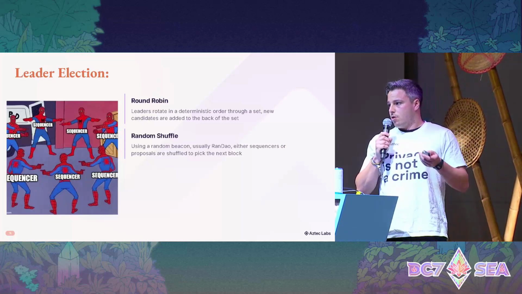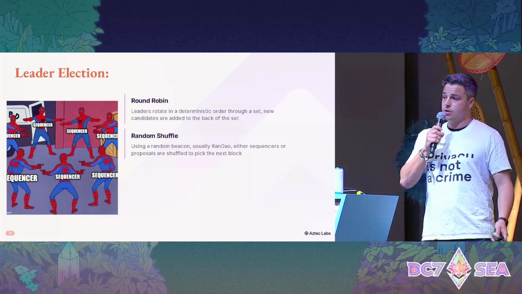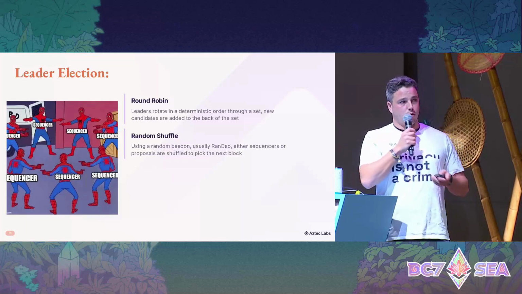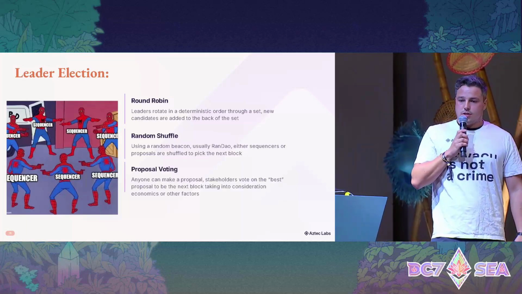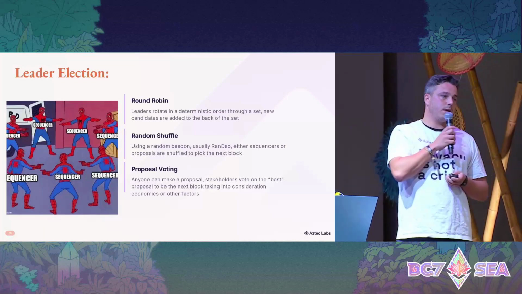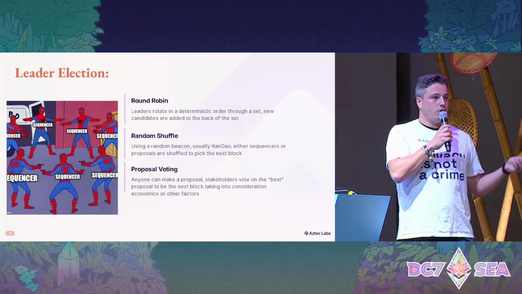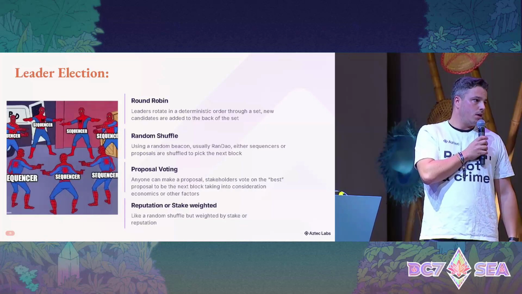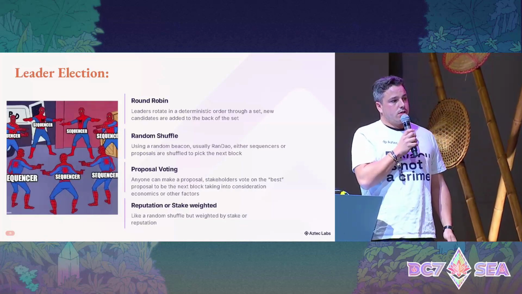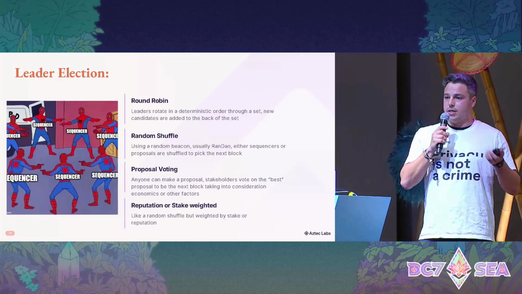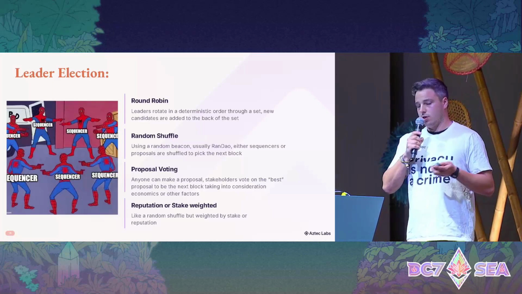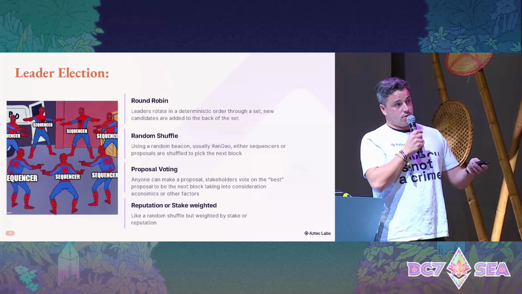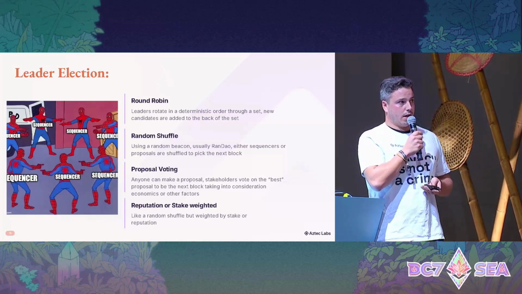A better model may be a random shuffle. You can shuffle either sequencers or block proposals. Both can work, but they rely on some sort of random beacon to work. Another interesting one is to let anyone be a sequencer and actually just vote on the proposals. So you could pick the proposal which makes the most money, or solve some sort of optimization problem. And the last one is a combination of some of these. You can take a random shuffle, but weight it by some factor. It could be weighted by reputation or stake. So these are the different options available for leader election. This does need to be verified somewhere, so it's important to take that into account when choosing.